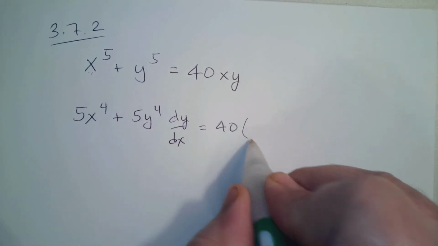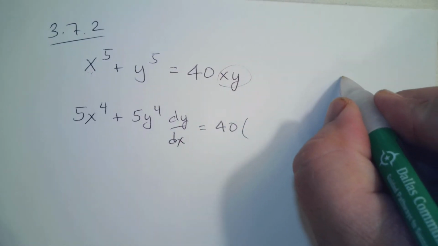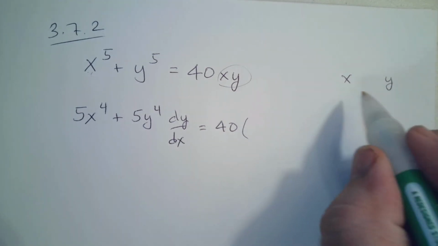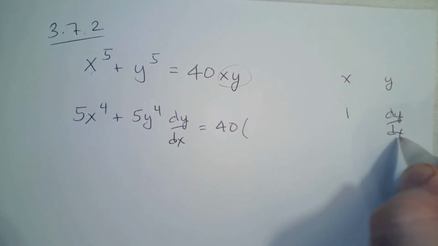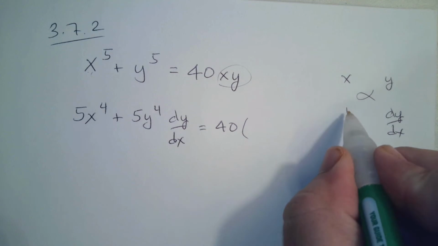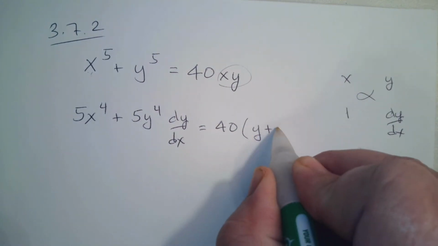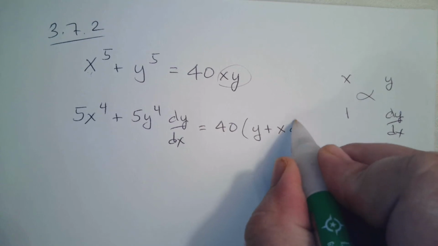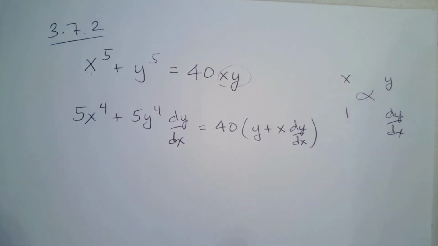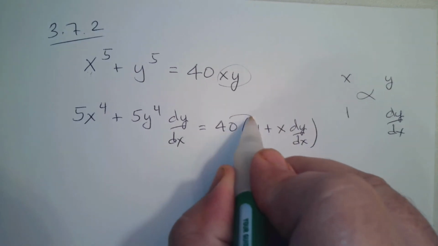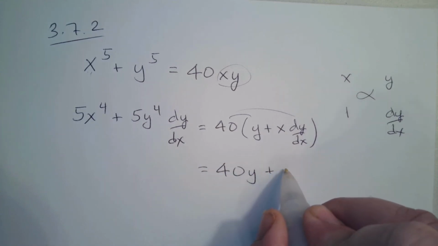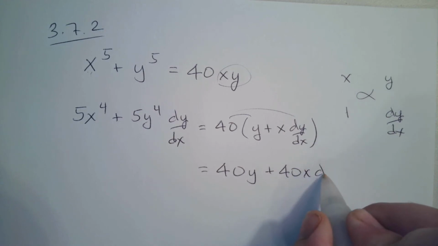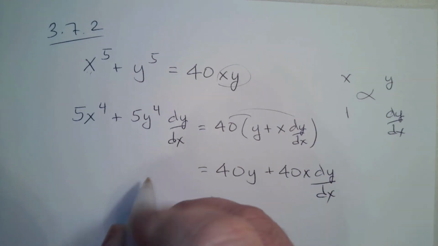40. Here's a product, x and y. Derivative of x is 1. Derivative of y is 1, but it's a dy dx. So it's 1 times y is y plus x dy dx. Get rid of the parentheses. 40y plus 40x dy dx.